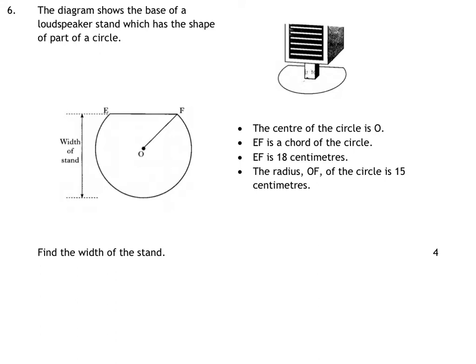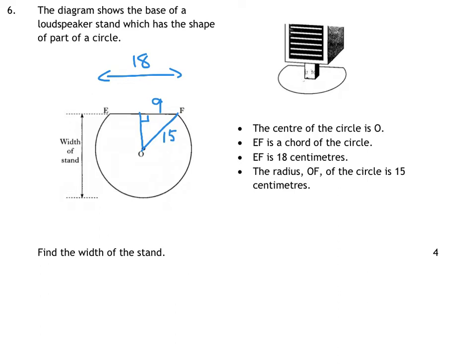It's Pythagoras. They want to find the width of the stand. So I'm going to draw in my right angle triangle. The triangle always comes from the centre to the outside, the centre to the chord. And so there's my right angle. Information, they tell me that E to F is 18. So from here to here is 18. So the bit in my triangle is 9. It tells me the radius is 15, so that means the slope is 15.